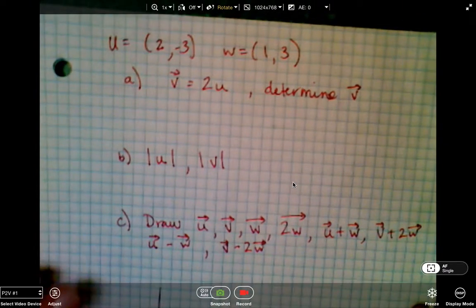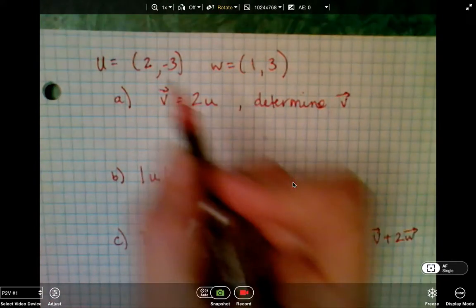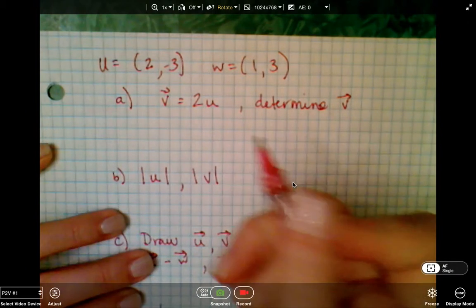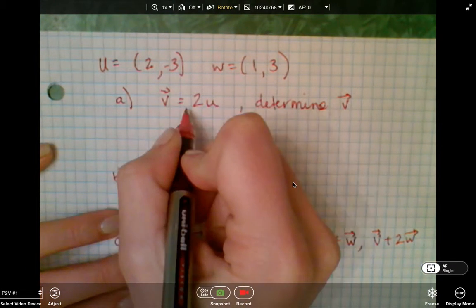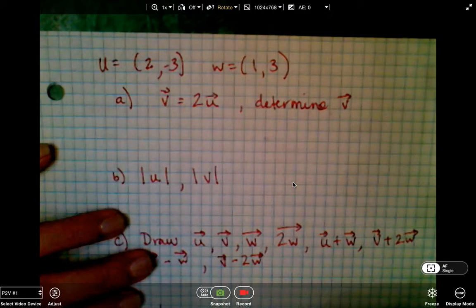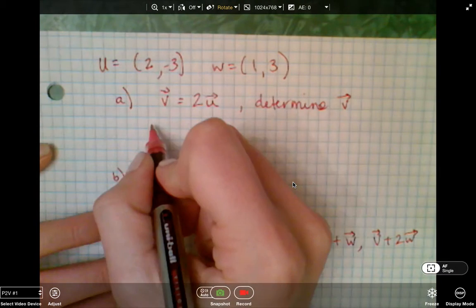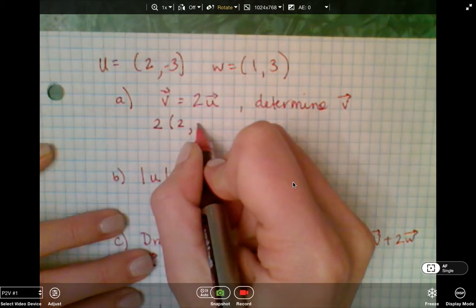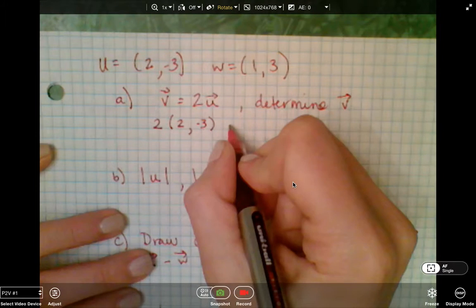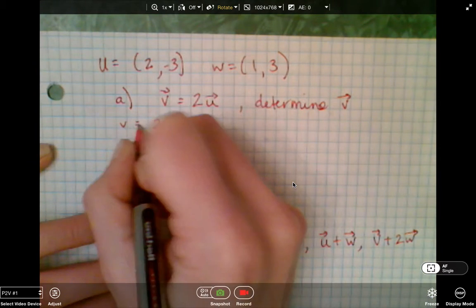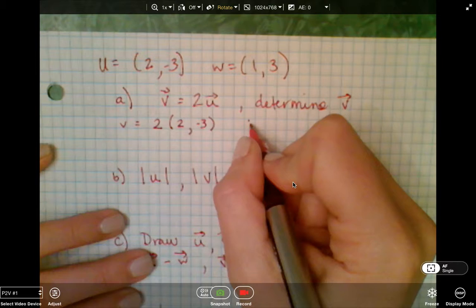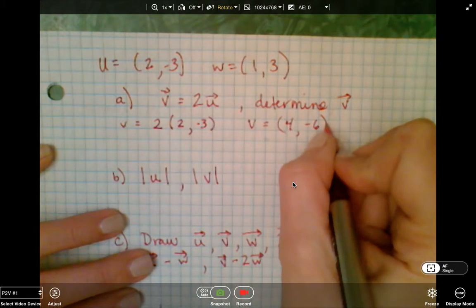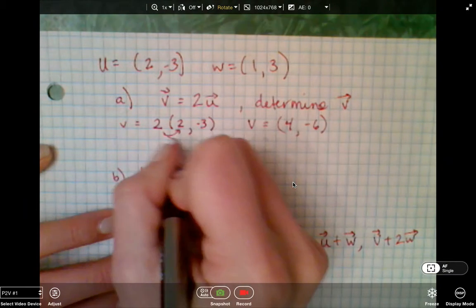So we're going to look at u and w. Okay, and then it says, if vector v is 2 times vector u, what is vector v? So I'm going to take 2 times each component of vector u, which means that v is going to equal 4, -6. It's a scalar on each component.